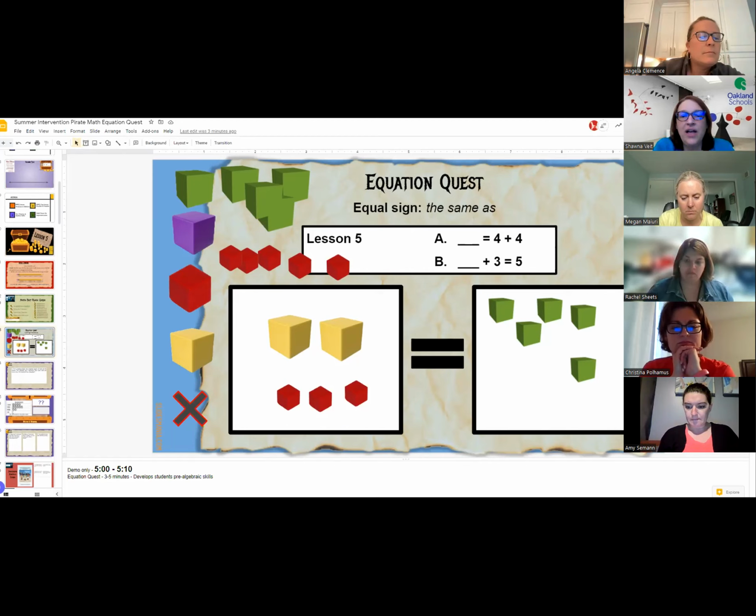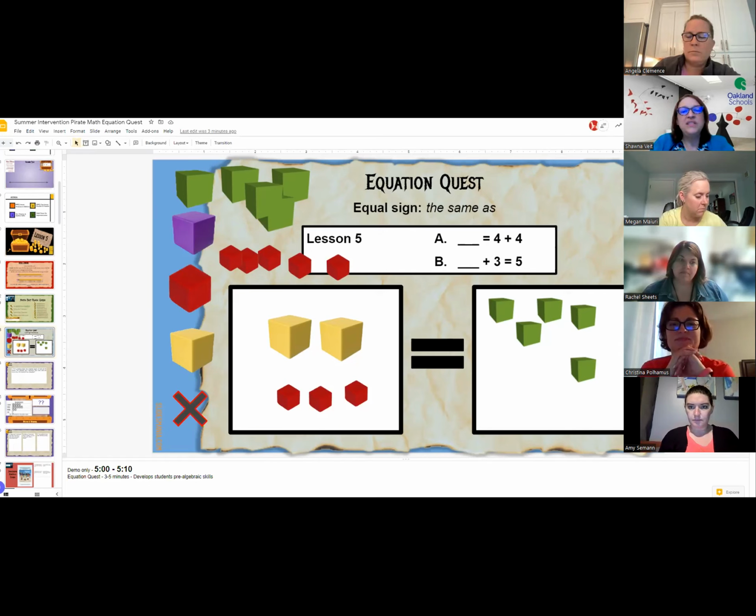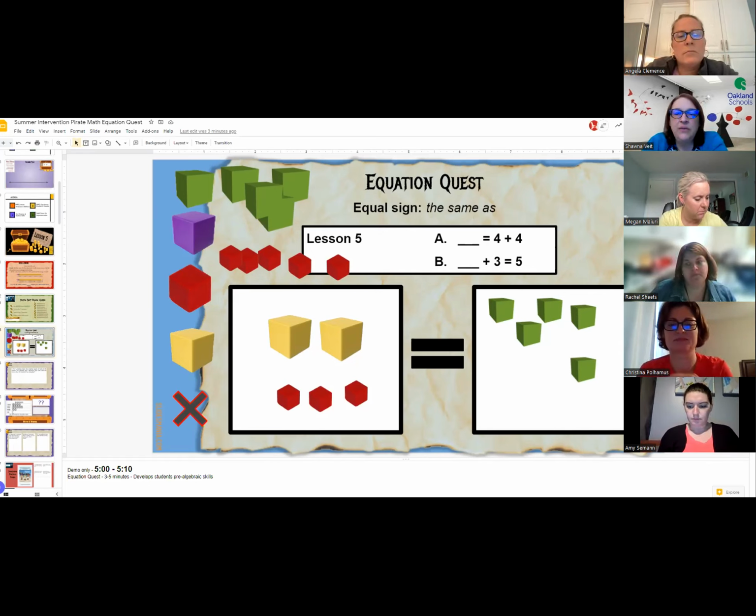All right, what is your confidence level on Equation Quest? Okay, got some ones, got some thumbs up. Beautiful. Who's thinking that this is not a match for their students? Does anyone think, nope, not a match?